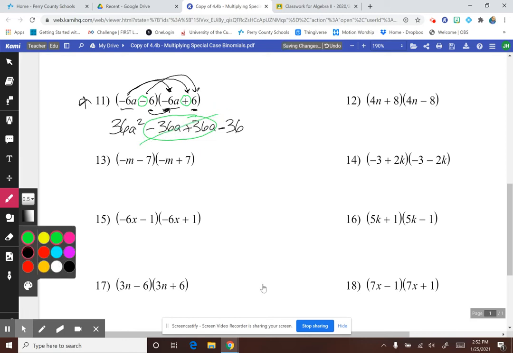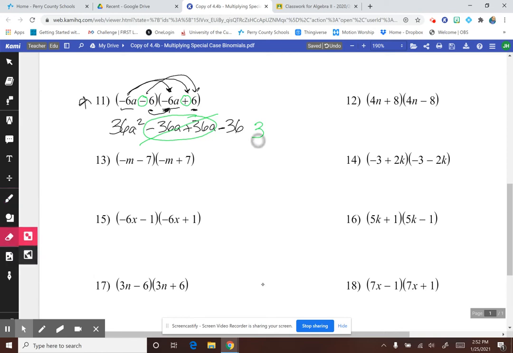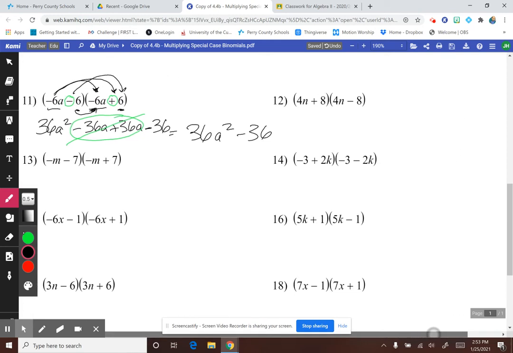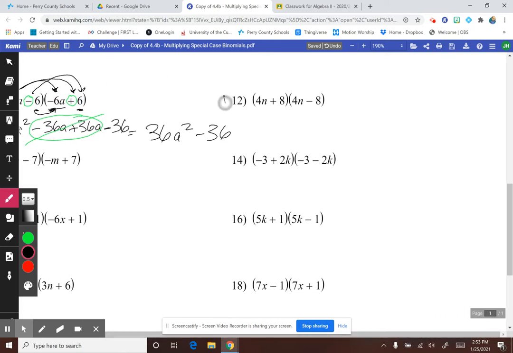It's all gone. So you notice my middle terms completely go away, and the only thing left is, sorry, I should have made that black, and I'll erase that right now. The only thing left is 36a squared minus 36. Now, that had to be some kind of fluke, right? There's no way that this would work every single time. Well, let's take a look at number 12 real quick just to prove the point, okay?